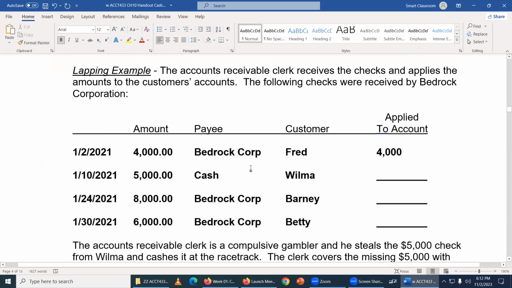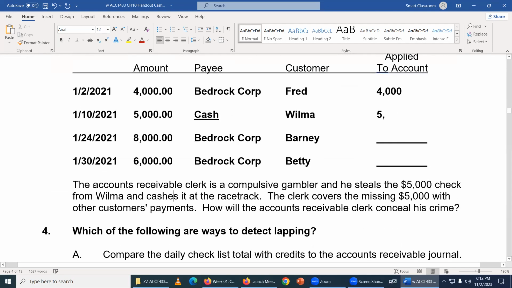Now we go to Wilma and the check is made to cash, which means what? You got a check made out to cash. Means anyone can cash it. So we find out that the accounts receivable clerk is a compulsive gambler. And so you can probably guess what happens next to the check. So the compulsive gambler takes the check for $5,000. Now notice there's nothing to apply to the account of Wilma.